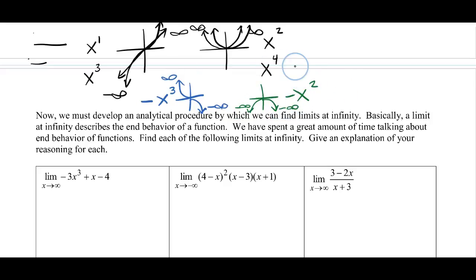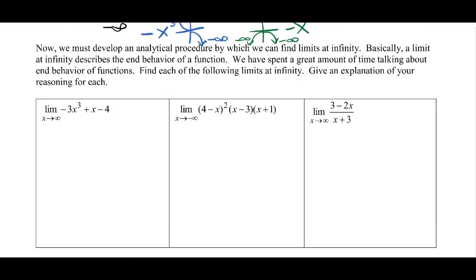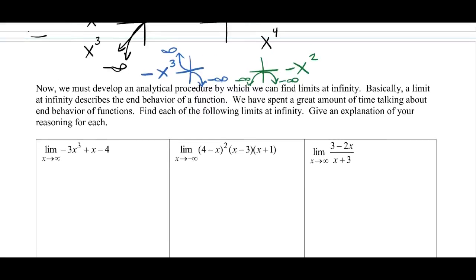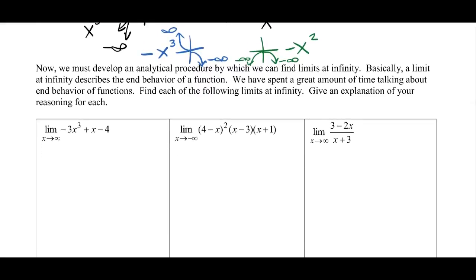Using that concept of end behavior, we can start to develop an analytical approach to limits to infinity. Looking at our first function then, our leading term, our term with the highest power, is negative 3x cubed. Cubic means that I rise to the right and fall to the left, but negative says I flip that upside down, which means my end behavior as x approaches infinity, as I read it to the right, approaches negative infinity.